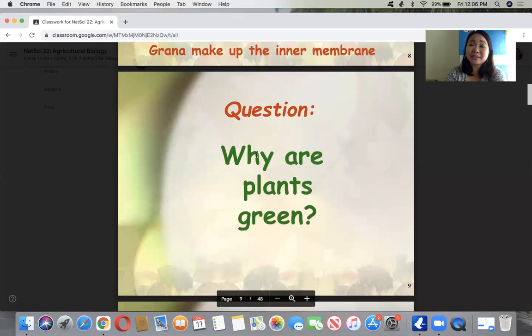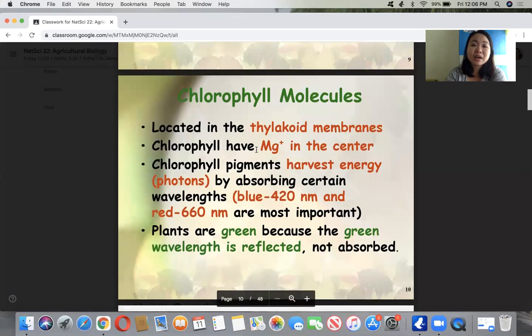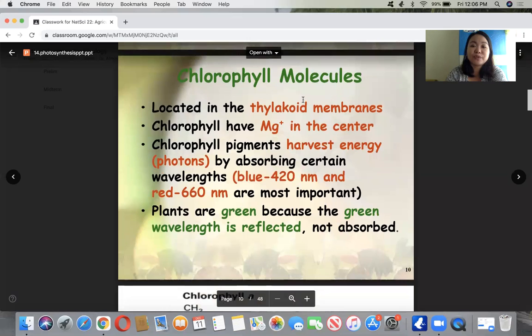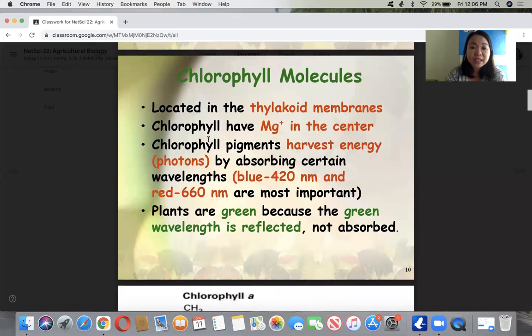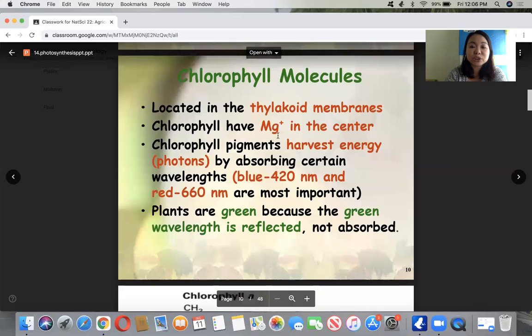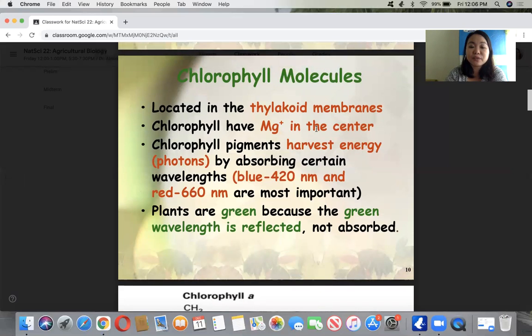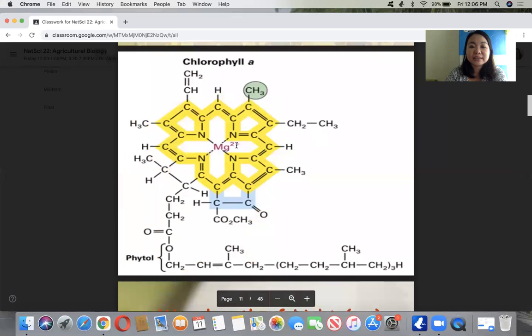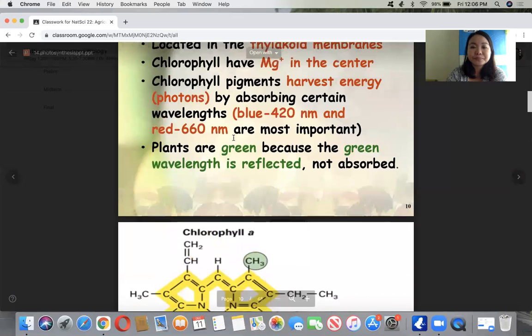So why are plants green? I hope you have asked that question before. It's because of the chlorophyll molecules, which are located in the thylakoid membranes. And chlorophyll has magnesium in the center. The chemical formula for chlorophyll has the magnesium at the center, as you can see here.